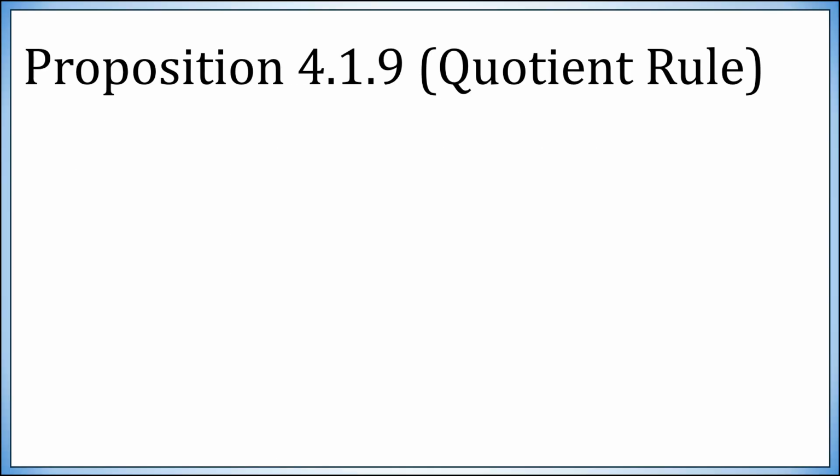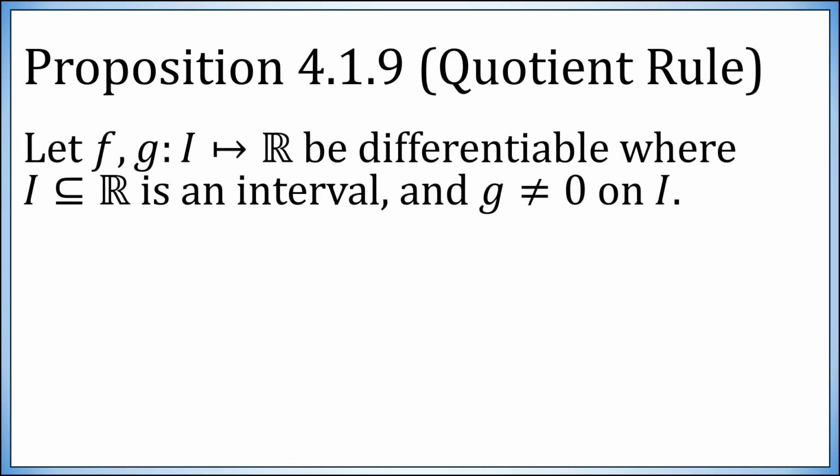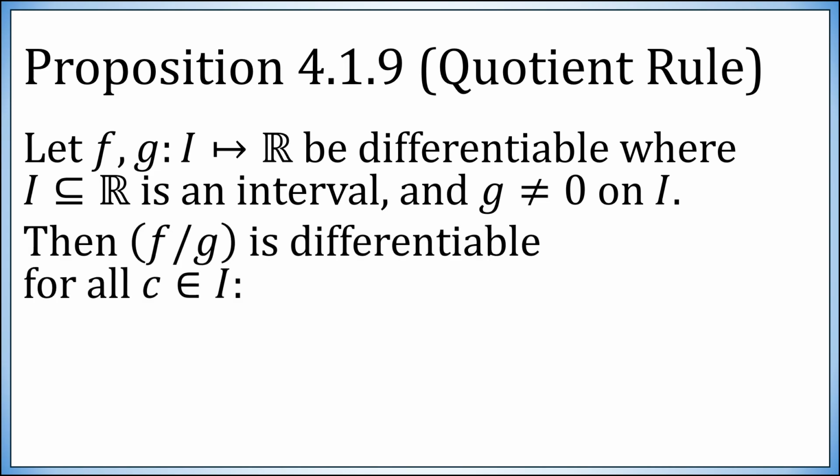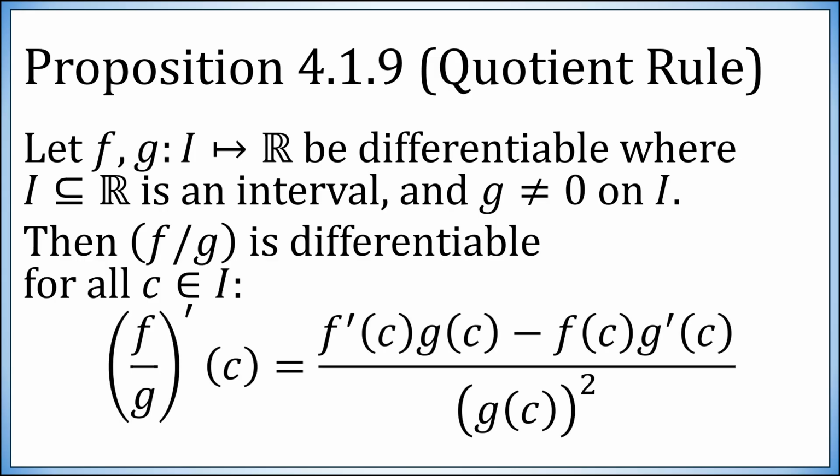So let's move on to the quotient rule, 4.1.9, since the product rule, again, is left as an exercise. Suppose f and g are two differentiable functions on an interval. Also, let's assume that the function g is never 0. Then the quotient f over g is differentiable everywhere in the interval with the following formula. (f over g) prime is given by f prime times g minus f times g prime, all over g squared.